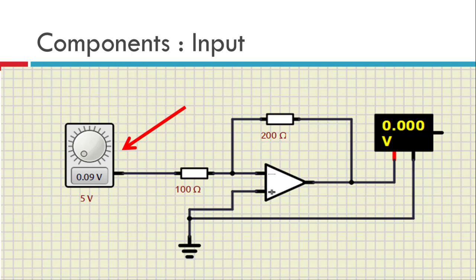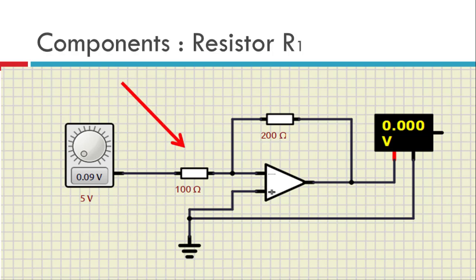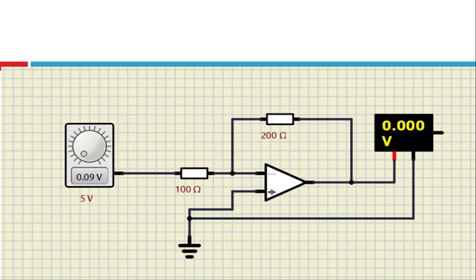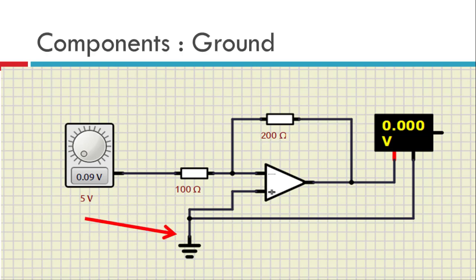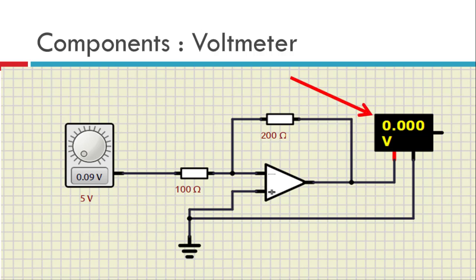So this is the input. The input is connected to the inverting end through a 100 ohms resistor, which we name R1. Then we have the feedback resistor, which is connected between the inverting end and the output. We call it RF, and it is 200 ohms. Then we connect the ground to complete the circuit, and we have the voltmeter to measure the output voltage.